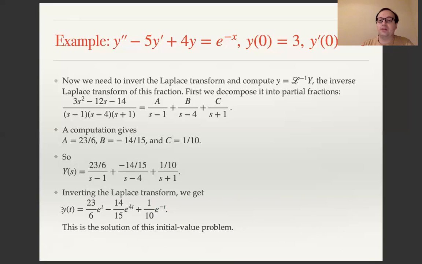So first, we took the Laplace transform of the equation. Then from a pretty simple equation, we computed capital Y, which is the Laplace transform of the solution. And then by using the decomposition into partial fractions, we computed the inverse Laplace transform of capital Y, which is lowercase y, the solution to our original equation. So again, it is 23 over 6 e to the t minus 14 over 15 e to the 4t plus 1/10 e to the minus t.